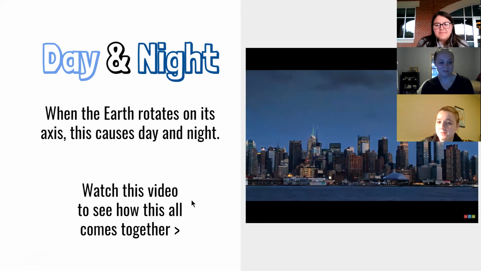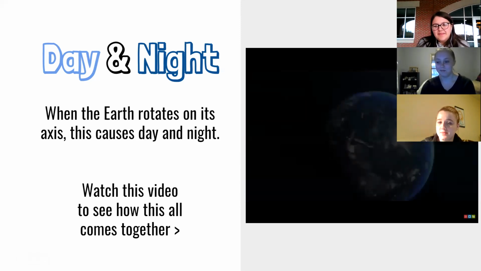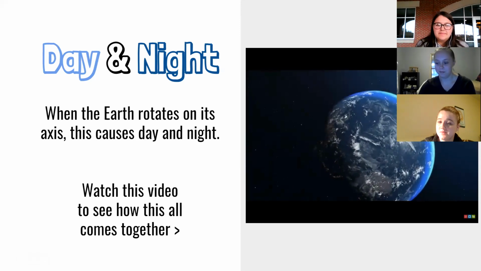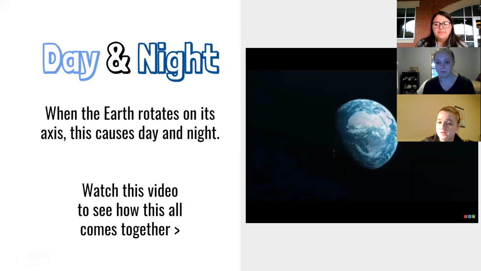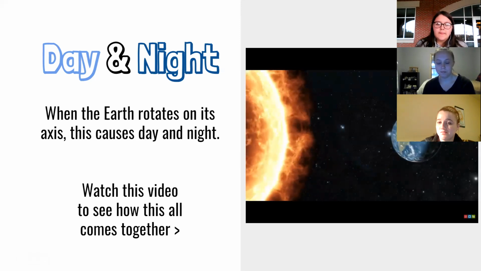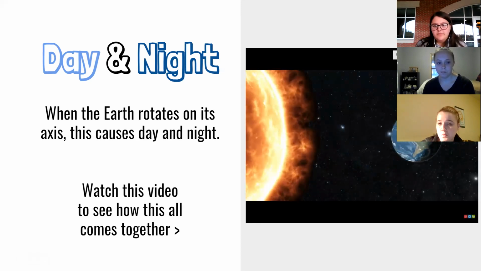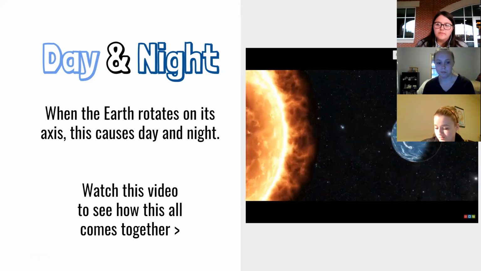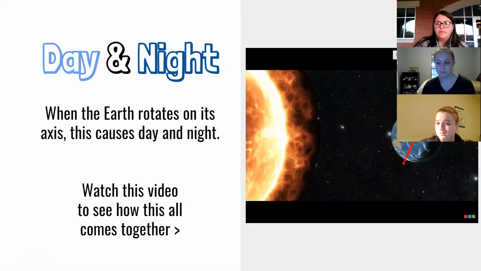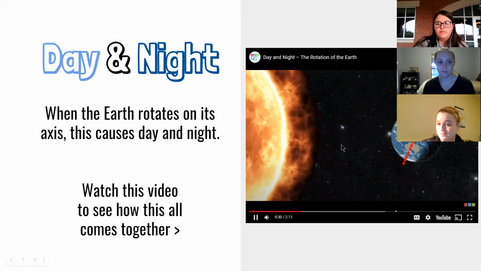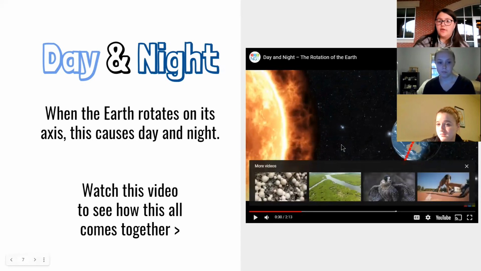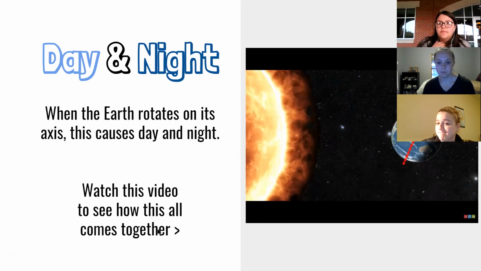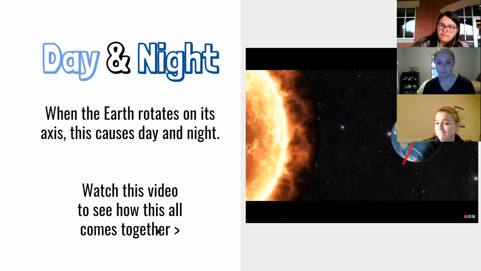Pattern of day and night? In space, the Earth moves in different ways. One way the Earth moves is by spinning on its axis. An axis is an imaginary line that runs through the Earth's center. And you can see this is what we were just talking about. The Earth is not completely straight, and that axis is tilted 23.5 degrees. This spinning movement on its axis is called a rotation.